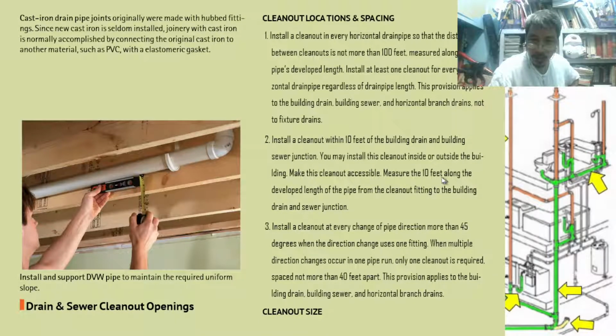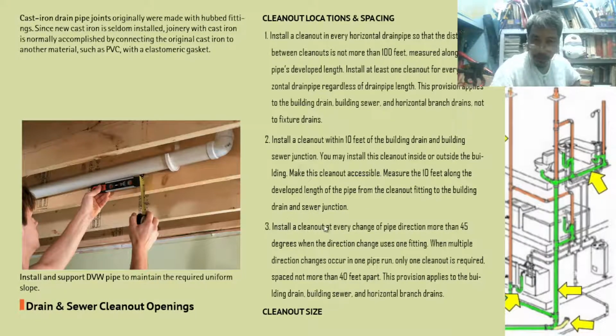Measure the 10 feet along the developed length of the pipe from the clean out fitting to the building drain and sewer. So measure that. So about 3 meters. That's why I said building sewer and building drain, they are very short. They most likely be less than 3 meters. Okay? Then therefore you have to use clean out.